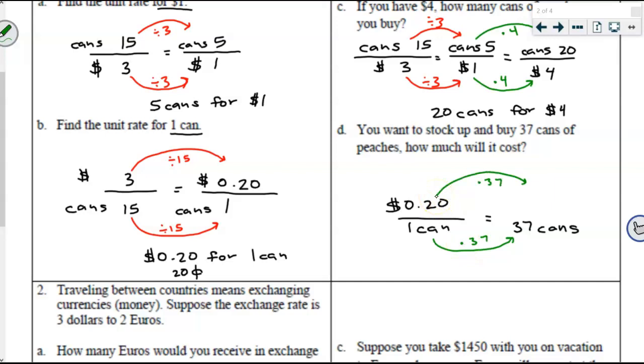20 cents times the 37 cans that I'm going to be buying is equal to, in your calculator, you're going to get 7.4. But make it quantitative, make it make sense for the problem. The unit here is dollars. So that'd be not just $7.4, it would say $7.40 for 37 cans.